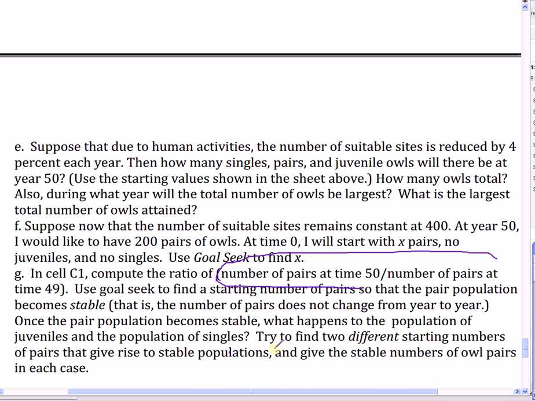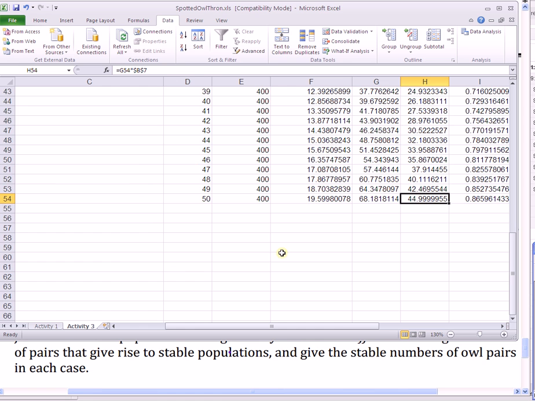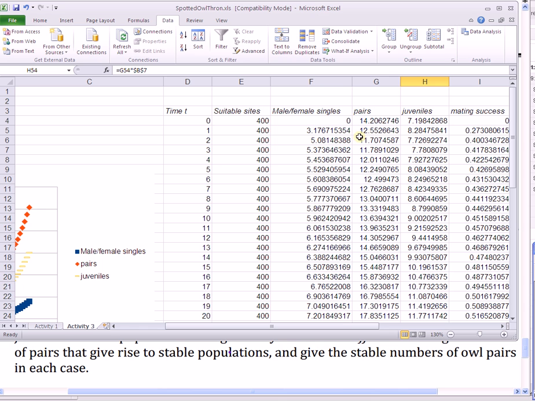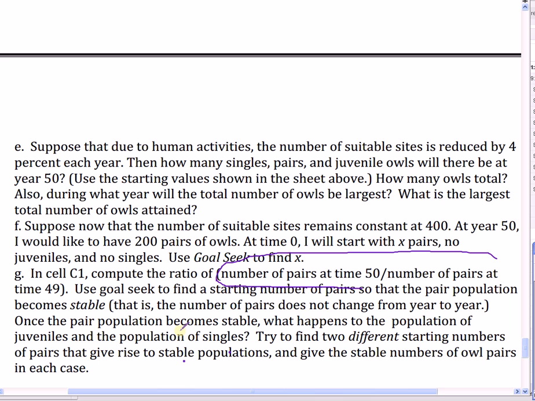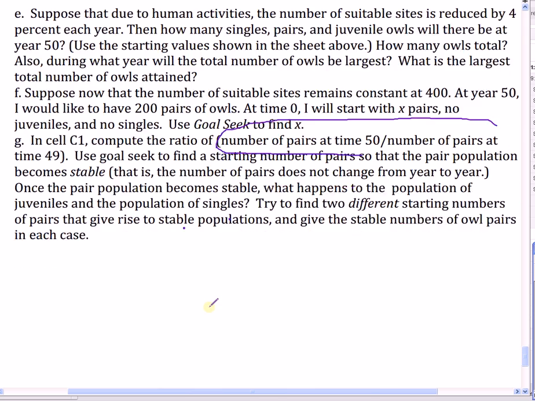And you use that target value to determine the starting number of pairs. Now, he says try to find two different starting numbers of pairs. It turns out that goal seek looks around for a solution. It starts at the value that you give it. So if you change the value here and you use goal seek, you may end up with a different final answer from goal seek. So try different initial values of pairs, put in some values by hand, and use goal seek to make the population of singles stable, and see if you can get two different stable populations.